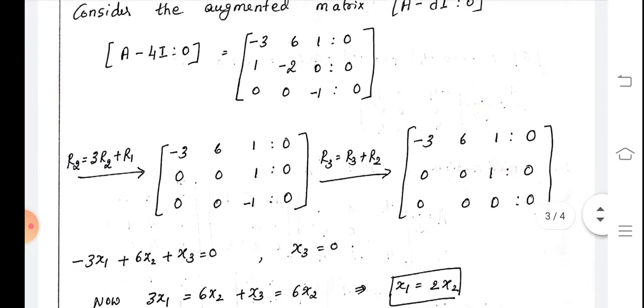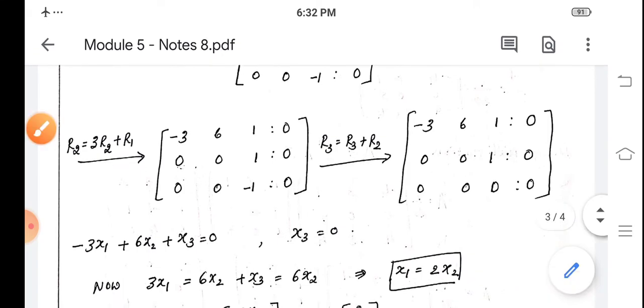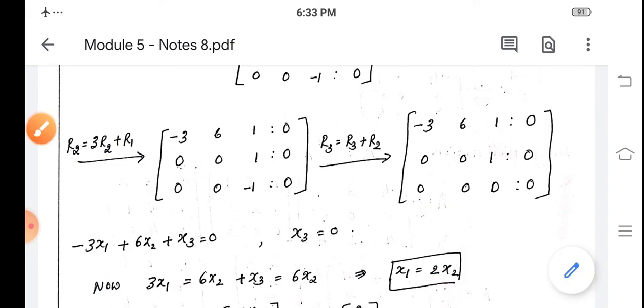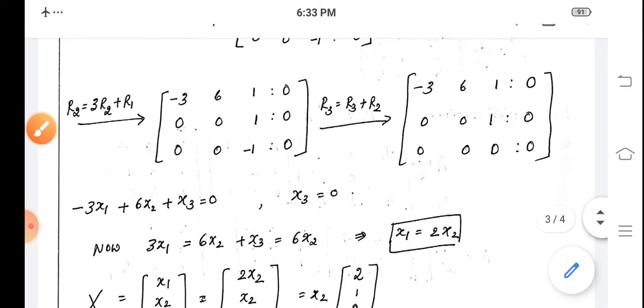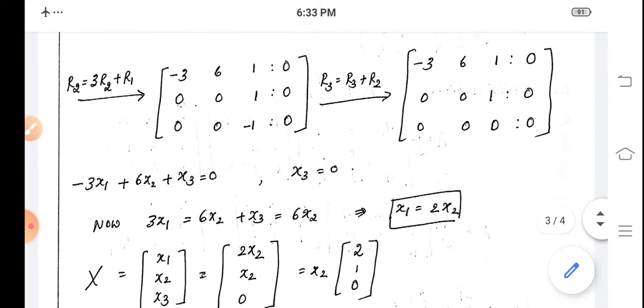So again we require row operation for the last row to obtain the echelon form. So we write the row operation as R3 equal to R3 plus R2. Now it will be minus 3, 6, 1, 0, 0, 0, 1, 0, 0, 0, 0, 0. So it is in echelon form, and here we can identify the pivot elements minus 3 and 1. So pivot variables are x1 and x3. We write the equation for x1 and x3 in terms of the free variable.